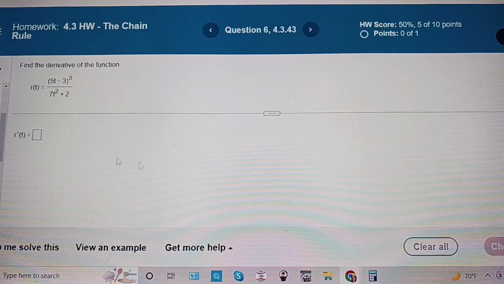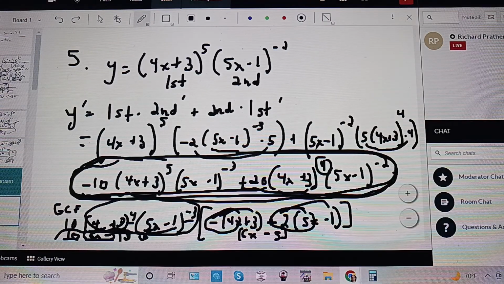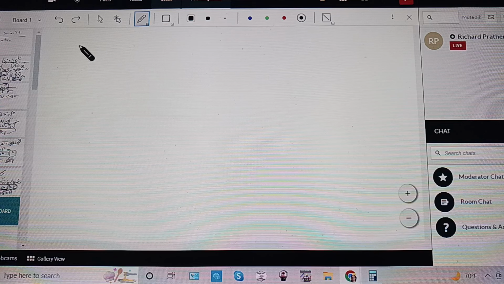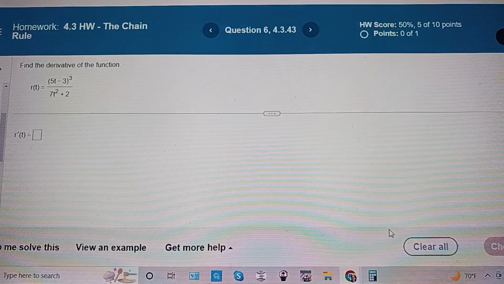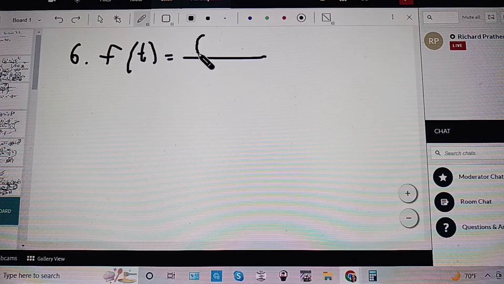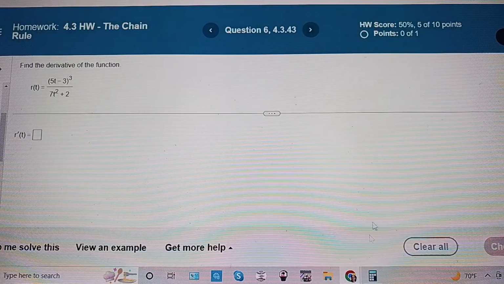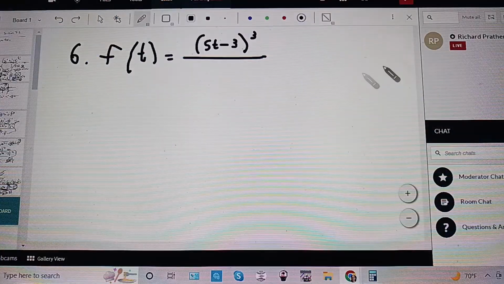So we just did a product rule. Now hopefully you recognize this as a quotient rule. I've got a function of t divided by a function of t. So f of t, the numerator is 5t minus 3 cubed. And the denominator 7t squared plus 2.